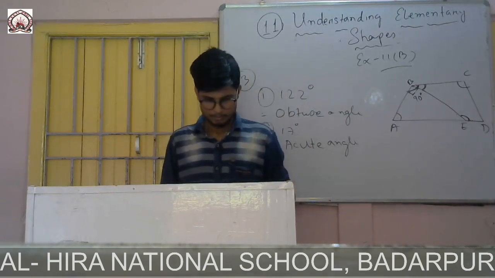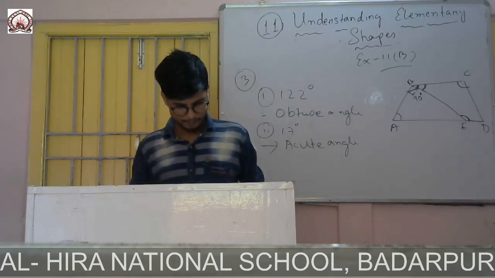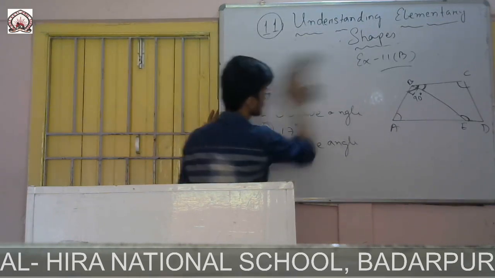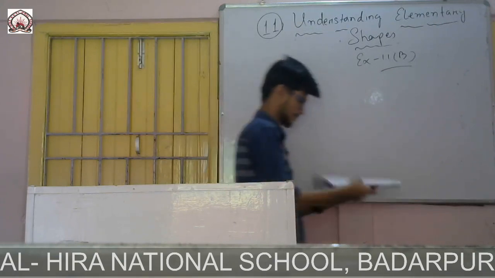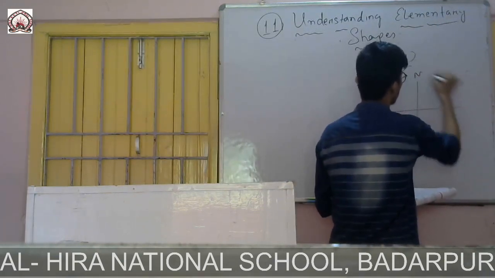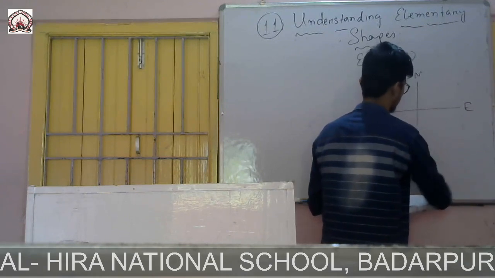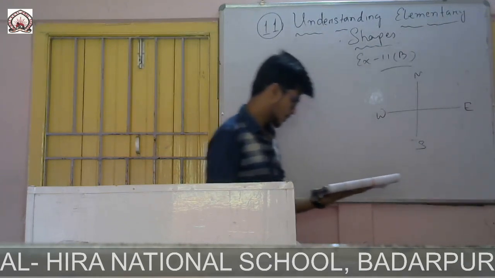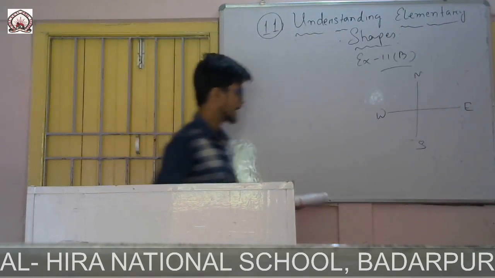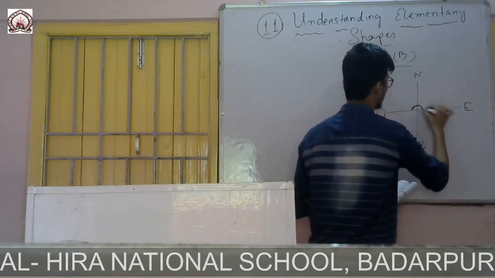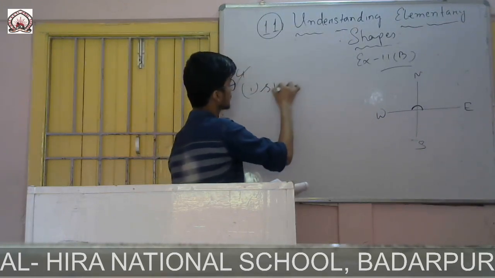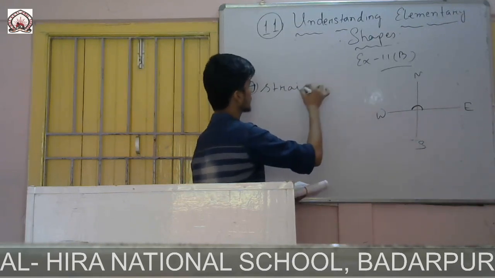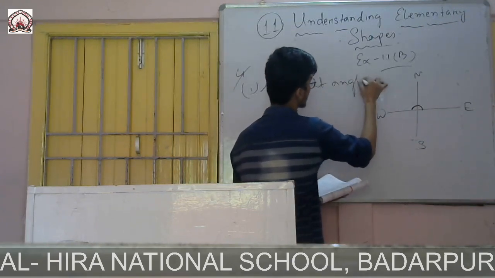Okay, now question number 4, state the kind of each of these. You have to name this angle, the direction is given. It is north, it is east, it is south, and this one is west. So you have to state the kind of angle in each of the following. East and west, this one is a straight line, so a straight angle, not a complete angle. S-T-R-A-I-G-H-T.